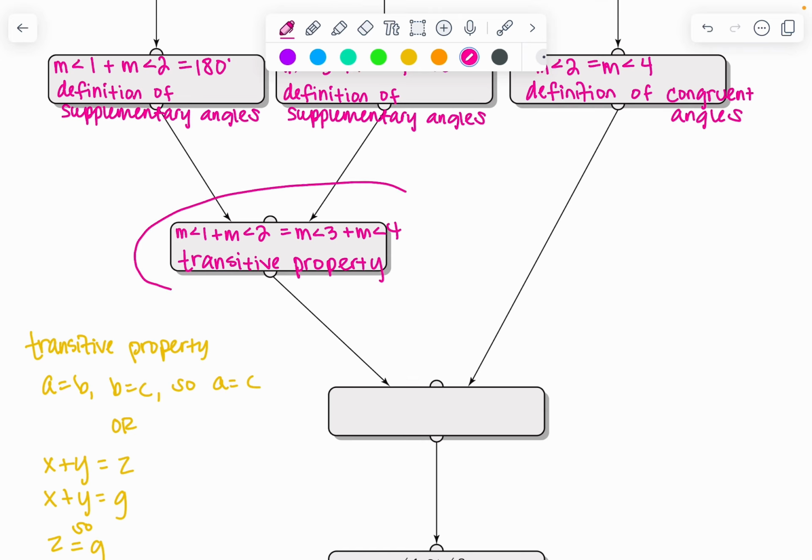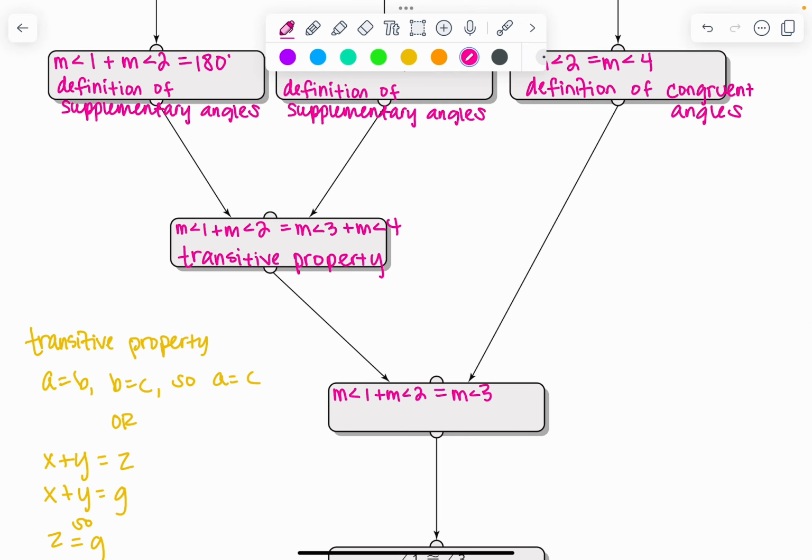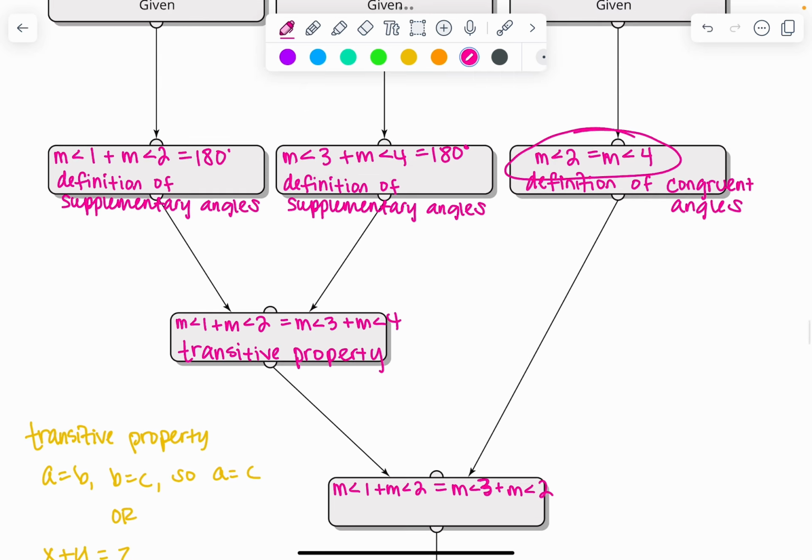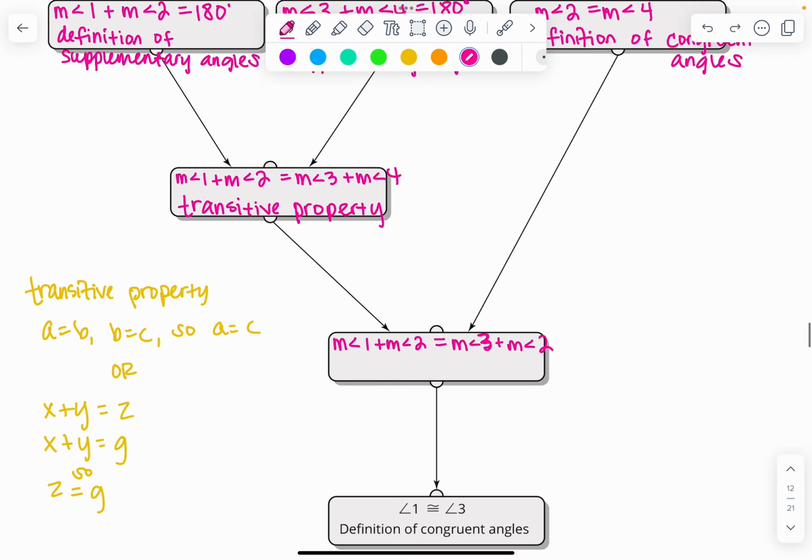Now, if we use this information and this information, we are going to replace angle 4 with angle 2, like these, the measure of angle 2. I took that 4 and replaced it with a 2 because the 4 and the 2 are equal anyway. We call that replacement substitution.